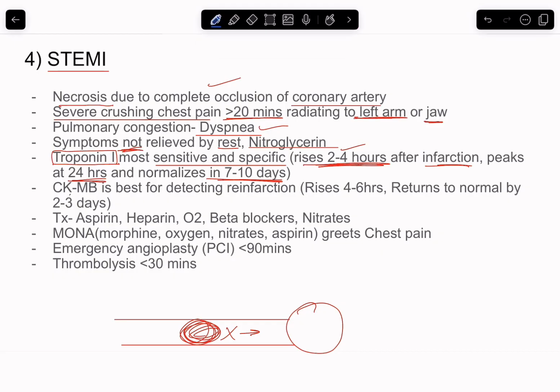Okay, now let's say that you treat your patient who has ST elevation myocardial infarction. He goes home and he starts seeing the symptoms again, and he comes to your office.